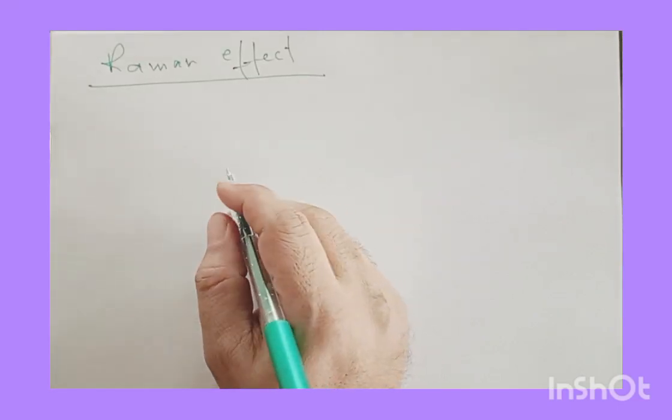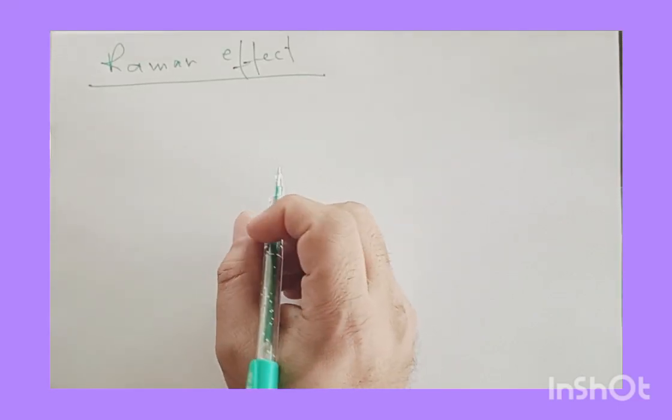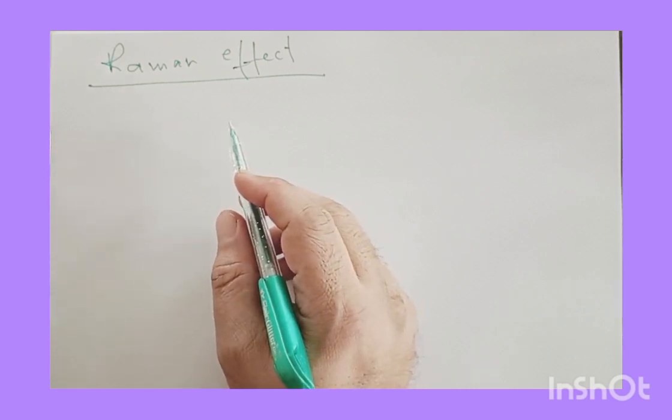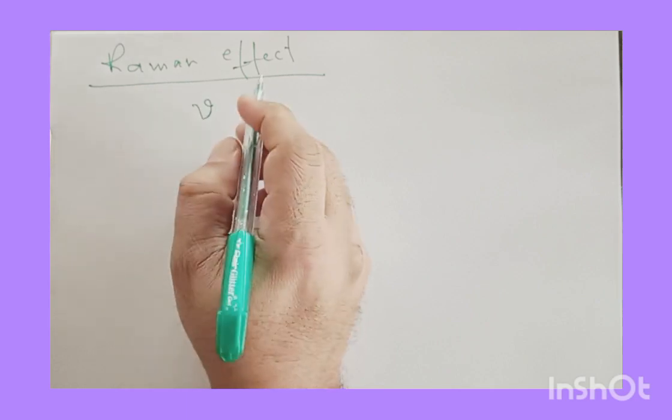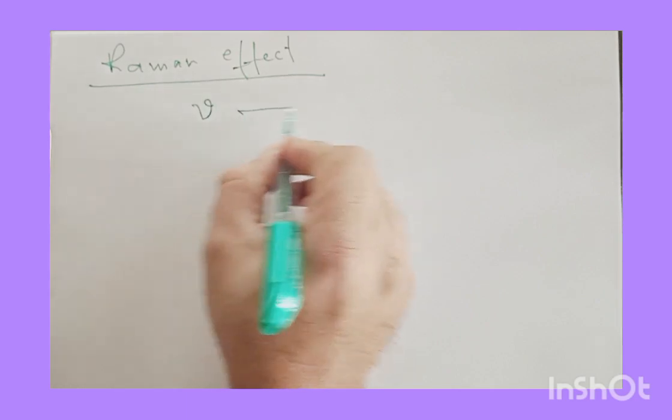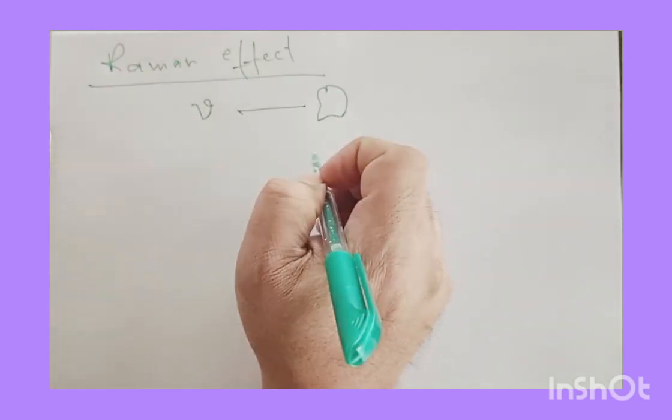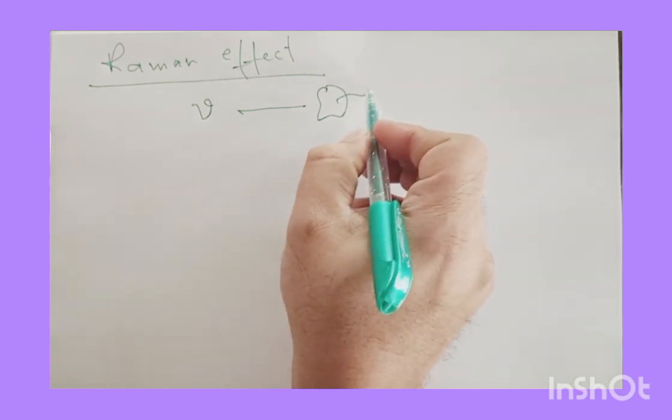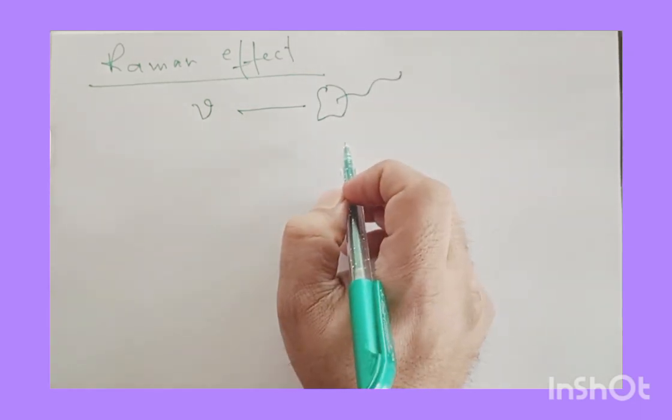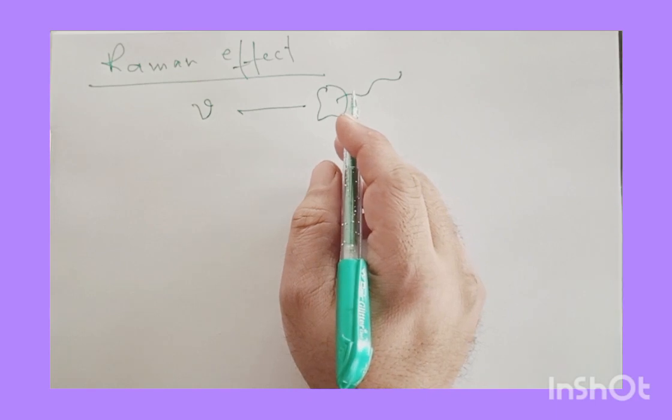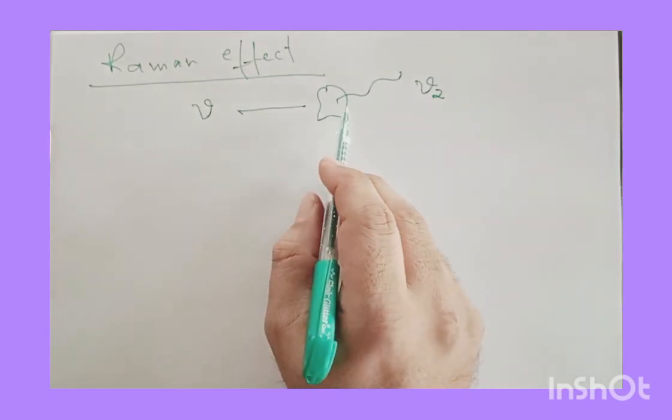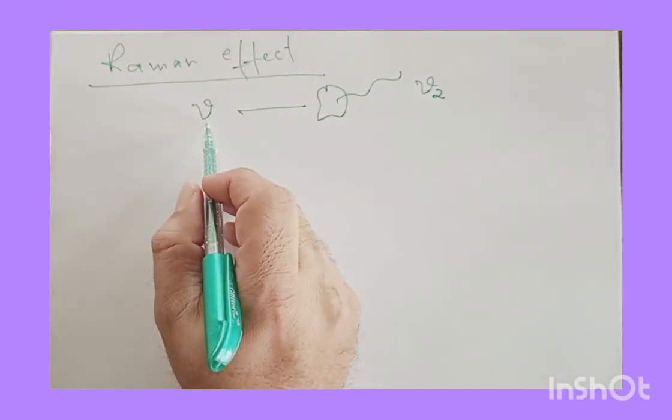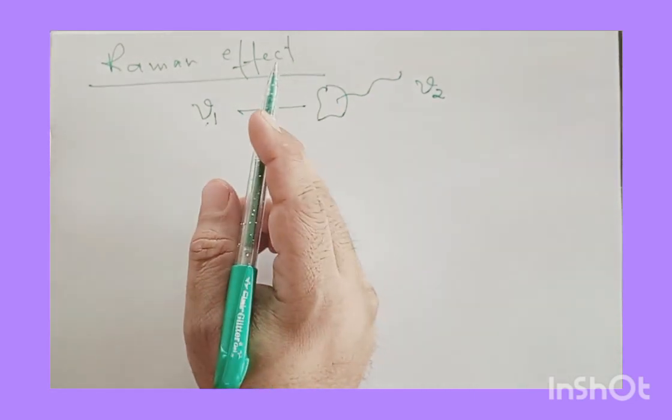Let's talk about the Raman effect. When a photon of some frequency, say nu, falls on a molecule, the molecule emits a photon having frequency nu 2, different from nu, or let me call it nu 1.